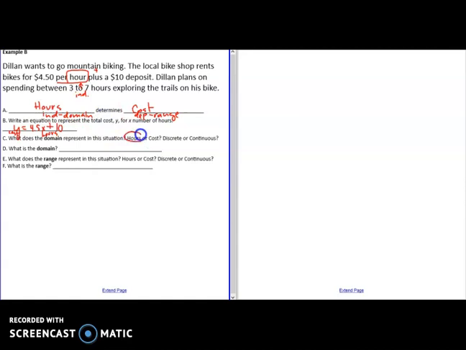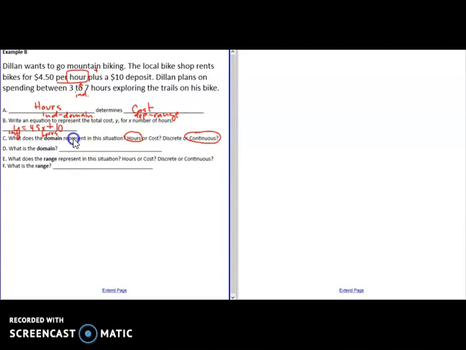So this is hours. And so is our number of hours discrete or continuous? He wants to go from 3 to 7 hours. Could he go 3.5? Yeah. Could he do 4 hours and 5 minutes? Sure. Could he do the whole 7? Yep. So this is going to be continuous because that time could be anywhere between 3 to 7 hours.